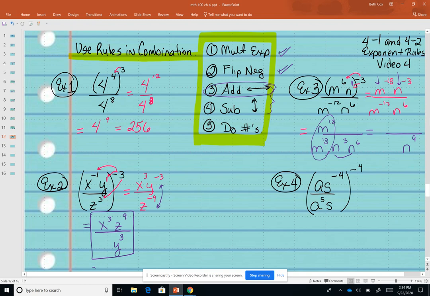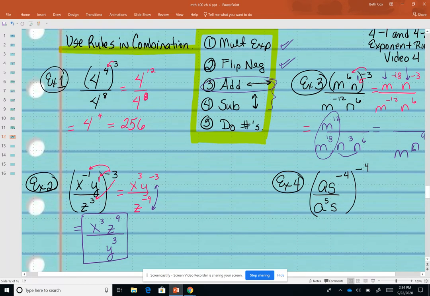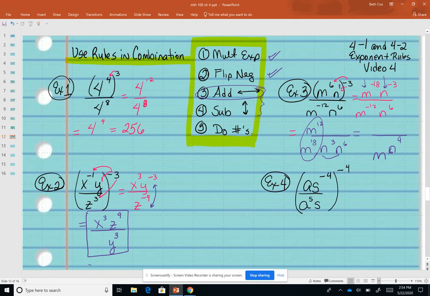Now here it is. Listen very carefully. When I subtract 12 and 18, I get negative 6, or 6 on the bottom. Subtract the numbers and put the answer where the big one was. So it's going to be an m to the 6 on the bottom, then n. Okay, so now what's on top? A number. What number? The number 1. You have to have something on top. So that's the final answer for that one.